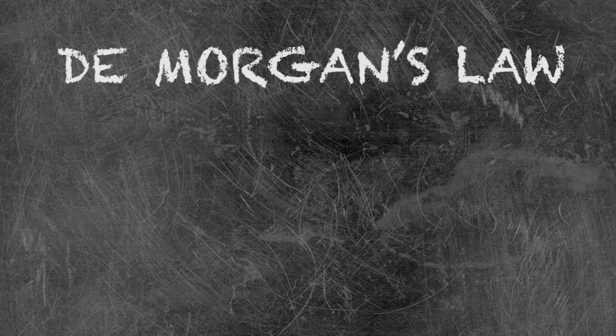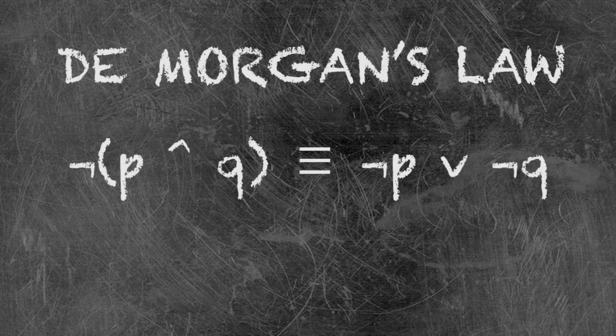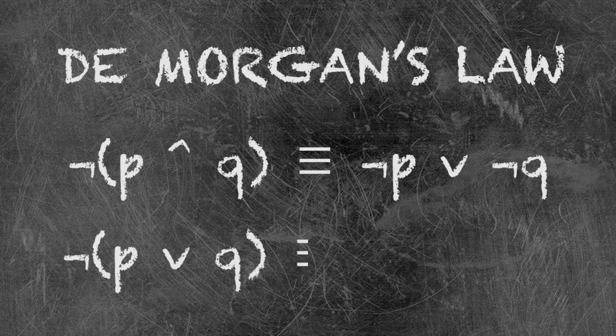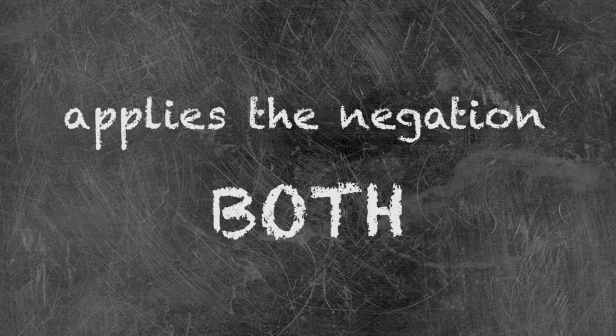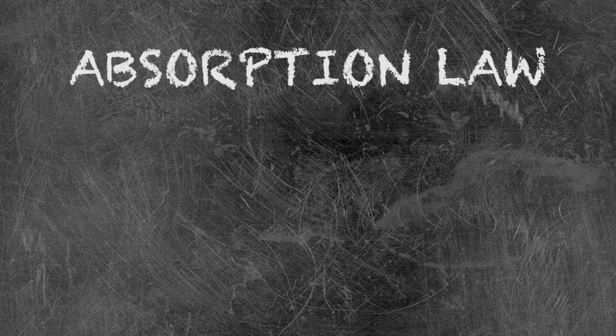It is stated in the formula: not (P and Q) is equals to not P or not Q, and not (P or Q) is equals to not P and not Q. The De Morgan's law applies the negation to both variables and changes the logical connective from and to or, and or to and. The ninth law is the absorption law.